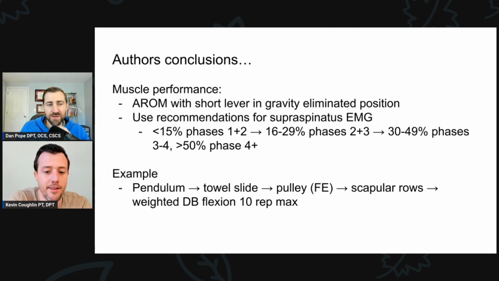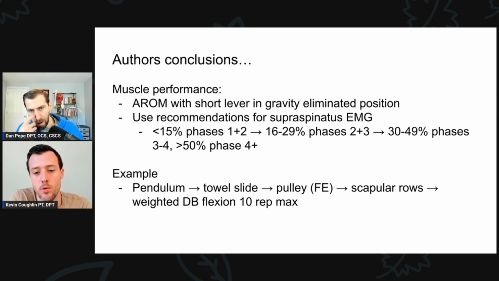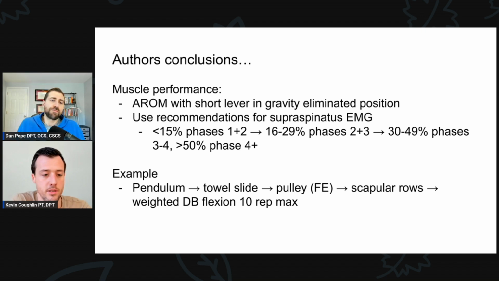Their protocol has all types of things, but they might progress a pendulum in phase 1 to a towel slide on a table where you're using a little more, perhaps supraspinatus, to a forward elevation pulley, where again, you might be more in that 16 to 29% EMG versus that early pendulum. And then something like scapular rows, and then progressing over time to a 10 rep max series of dumbbell exercises. So I think the way they lay out these progressions makes sense. And again, it's based on the EMG of the supraspinatus. So we're really thinking of taking caution and not overloading too early.